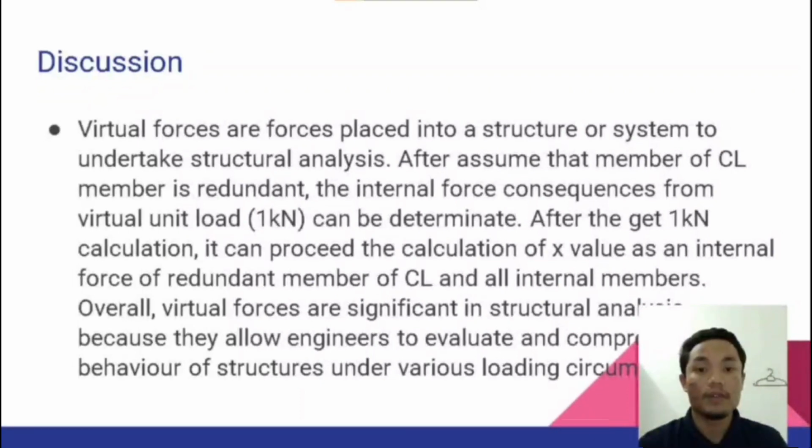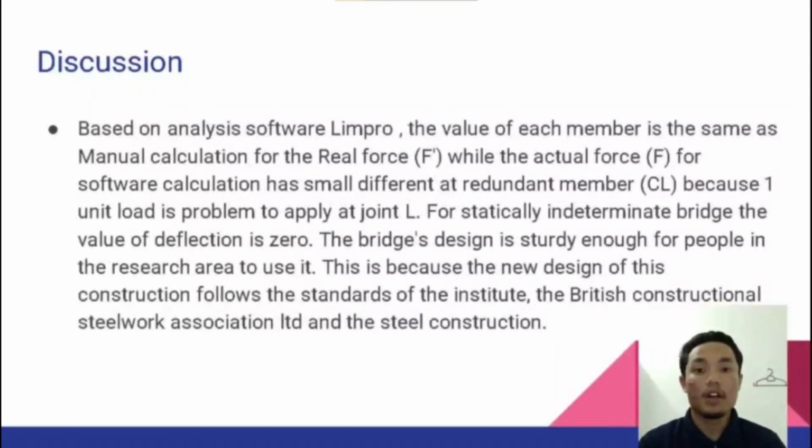Overall, virtual forces are significant in structure analysis because they allow engineers to evaluate the behavior of a structure under various loading circumstances. Based on the analysis in LIMPRO software, the value of each member is the same as the manual calculation for the real force F prime, while the actual force F for the software calculation has a small difference at redundant member CL because the unit load is a problem to apply at joint L.